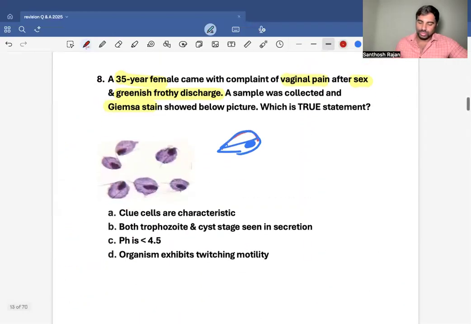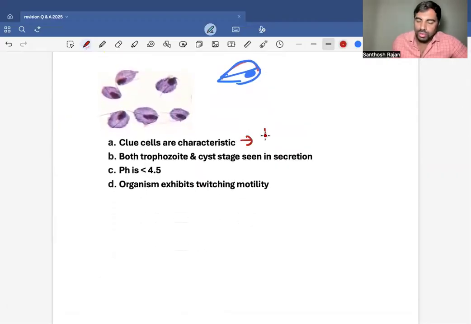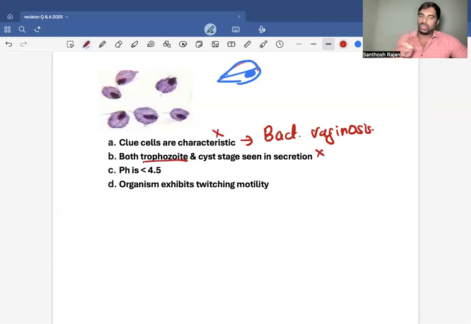So now let's go to the options. Clue cells are characteristic? Definitely not. Clue cells are for bacterial vaginosis, that is Gardnerella vaginalis. It will not come here, and that is used in the Amsel's and Nugent's criteria. Both the trophozoite and cyst? No, it is wrong. So this is also wrong. Why? Trichomonas has only the trophozoite, no cyst stage.